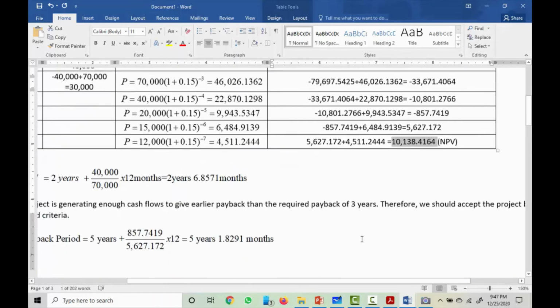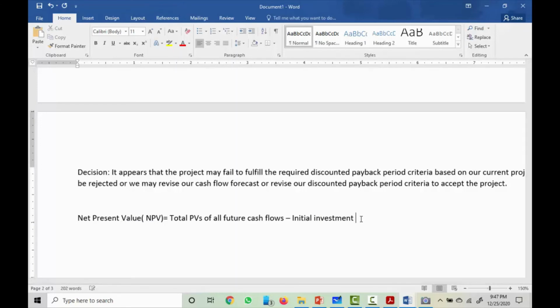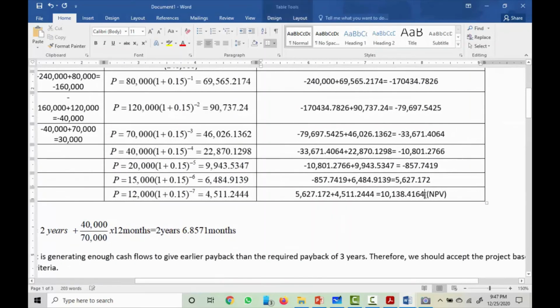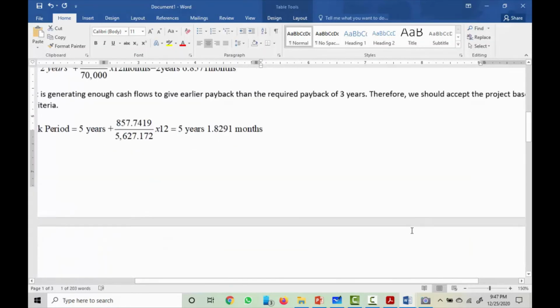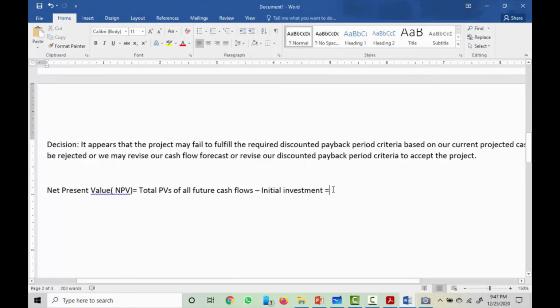So this is the NPV, net present value. Net present value we have already calculated. So the net present value is this one, right?